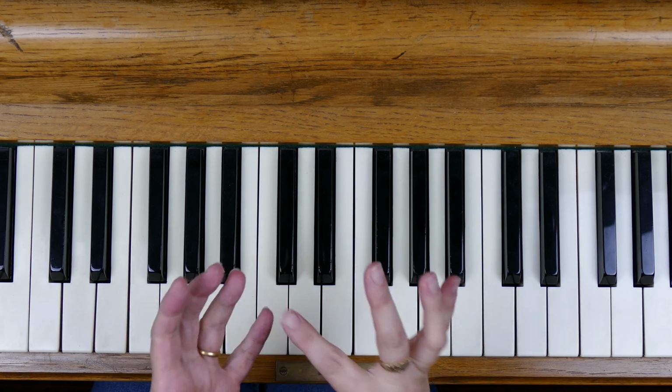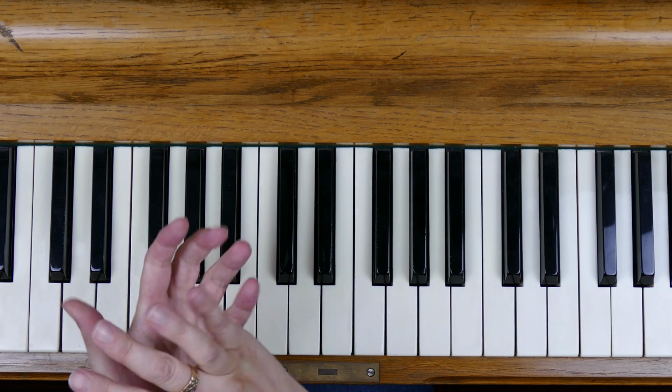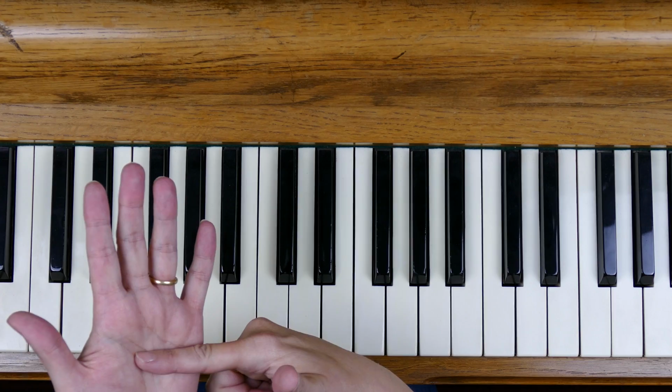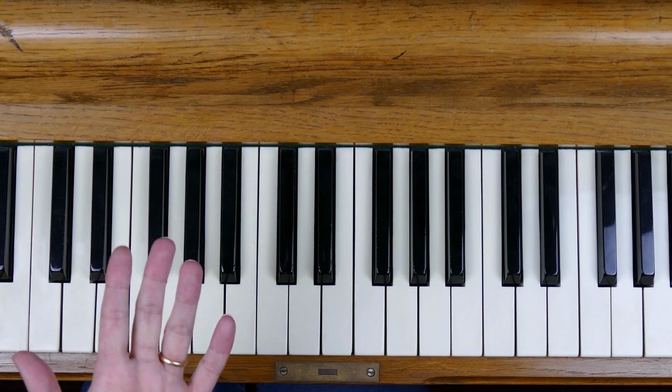There are 7 different modes. If I just rattle off the names, they are the Ionian mode, the Dorian mode, the Phrygian mode, the Lydian mode, the Mixolydian mode, the Aeolian mode, and the Locrian mode. And each one of those is slightly different.